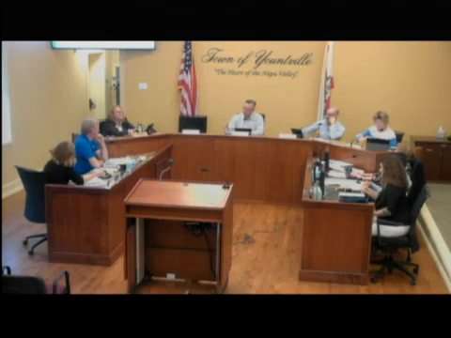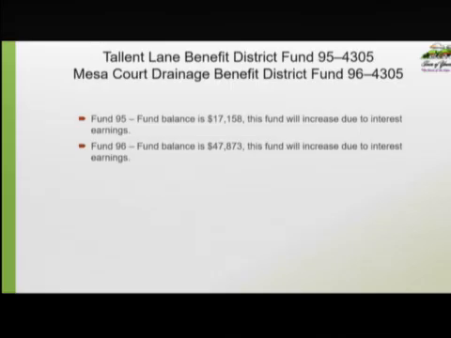These are the Talent Lane and the Mesa Court benefit districts, and these two are assessed at time of development on Talent Lane or Mesa Court. Fund 95 for Talent Lane did receive a little over $3,000 for a single-family residence that is under construction. It's very rare, however, that we receive the impact fees for these two areas since they're subject to building permit issuance. And that wraps things up for planning and building.